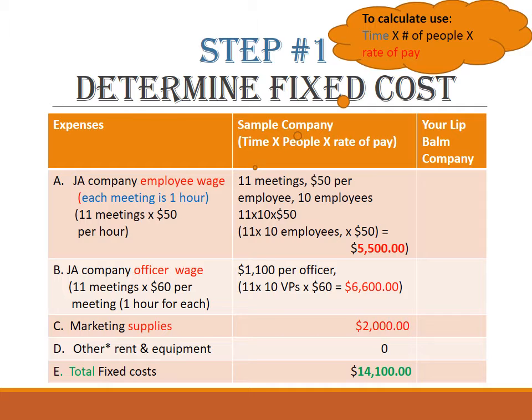Alright, so just a reminder, we are looking at step one, determining fixed costs. In determining fixed costs, you're looking at the cost for employees, the cost for wages. Wages are fixed costs. We're looking at marketing supplies, and other items that could fall under it, such as rent, marketing expenses, and equipment. But some of those are not present for this calculation. What we have is wages and marketing supplies, and we're going to be looking at those and adding them together.